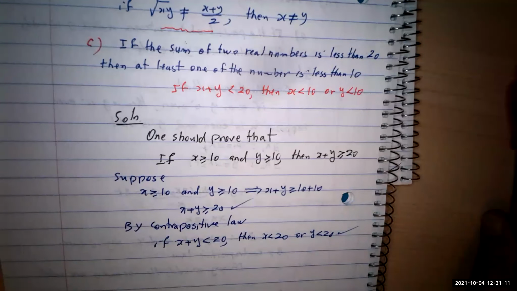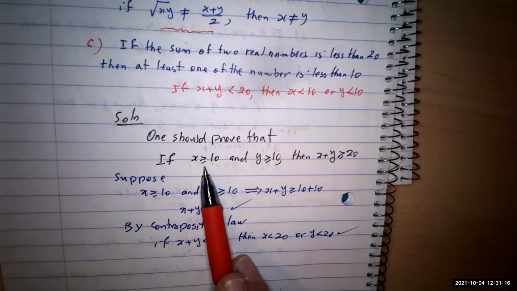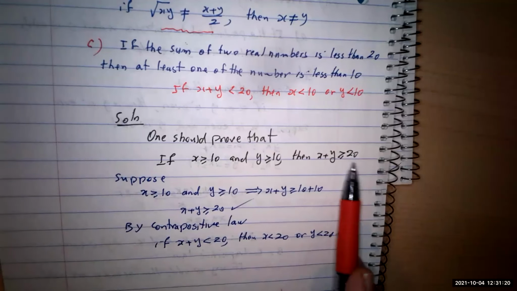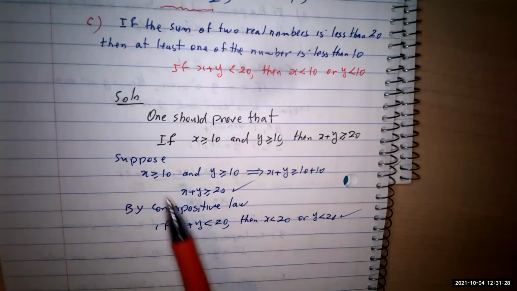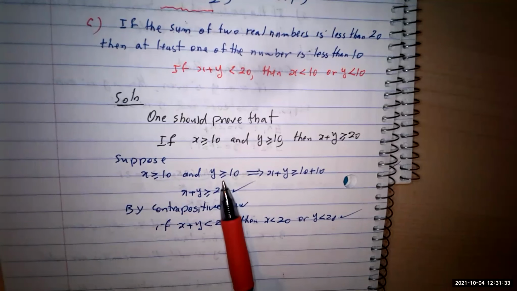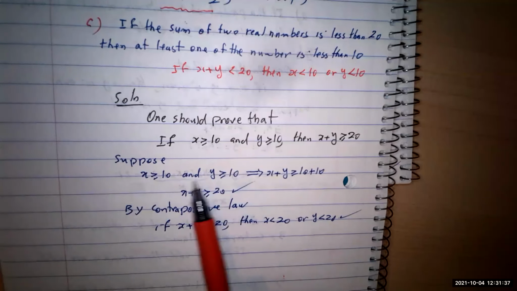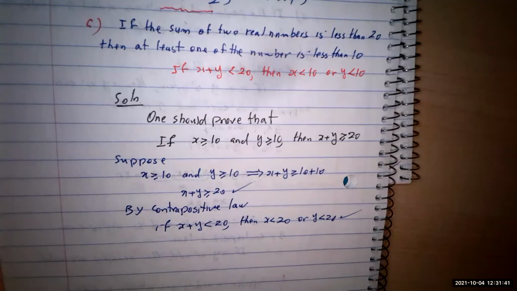The other way around. If x is greater than or equal to 10 and y is greater than or equal to 10, then you want to prove that x plus y is greater than or equal to 20. Okay? Then you know that it's just algebra, nothing else. As soon as you assume that x is at least 10 and y is at least 10, you add them together: x plus y, 10 plus 10. So x plus y is greater than or equal to 20.